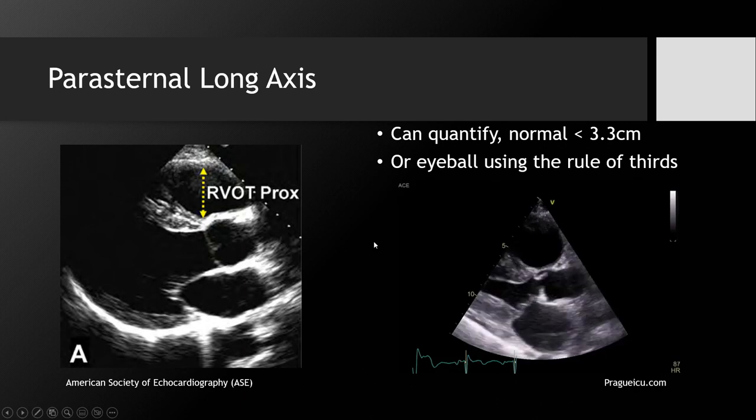So as you can see in this view over here, we have what's probably an enlarged left atrium, a normal-sized aorta, and also a comparatively very large RVOT. So you don't have to measure this to know that it's greater than 3.3 centimeters. You can just use your rule of thirds to realize that this RVOT is pretty large.